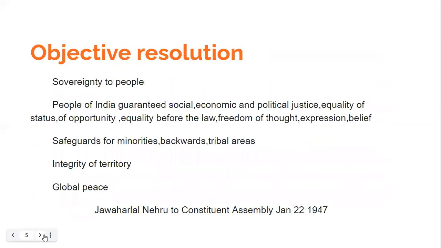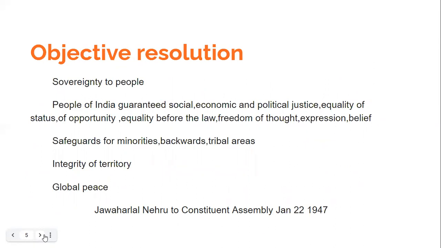Another very important idea from Nehru he gave in the form of the objective resolution to the Constituent Assembly, and that was on January 22, 1947. So what were the main features of this objective resolution? In a way, they contain some of the ideas or the philosophy of the Indian Constitution.